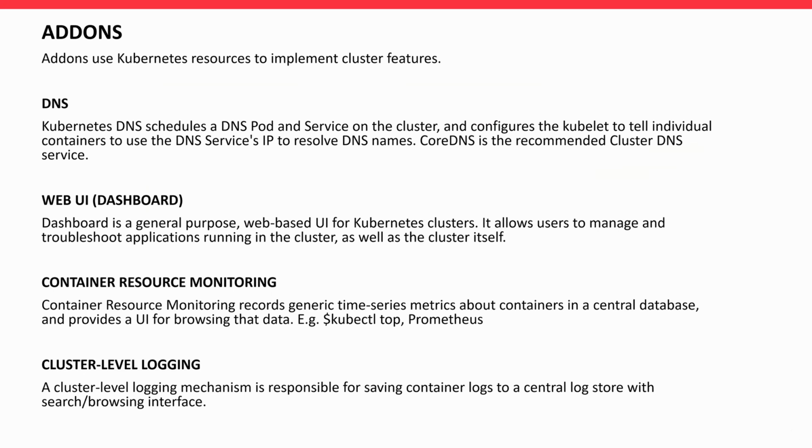Kubernetes supports add-ons. DNS. Core DNS is a prime concept. We have a separate section in this course for core DNS. I will explain about core DNS in the upcoming lecture. You can also add a web UI. This dashboard gives information about Kubernetes clusters graphically. Container resource monitoring is another add-on. If you ever want to run kubectl top or connect to Prometheus, you need to have the container resource monitoring add-on deployed. Cluster level logging is to save container logs to a central log store with a search and browsing interface.